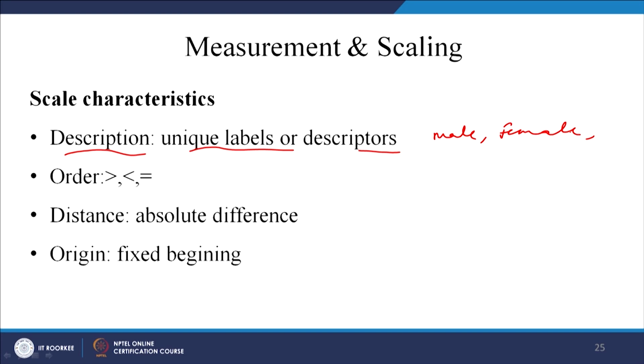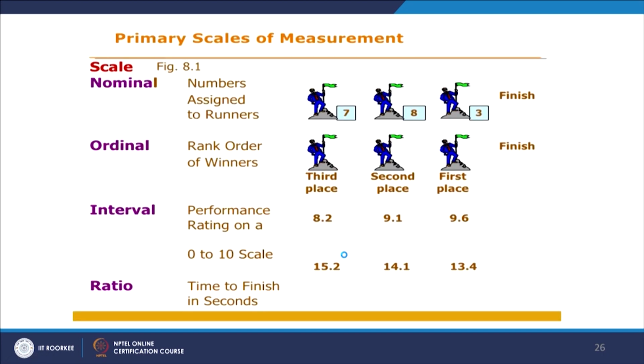Distance: the difference between 2 points, for example, in an interval or ratio scale. Origin: does it have a fixed beginning or not? So, these are some of the characteristics of a scale that are frequently taken into account. Look at this, there are some primary scales of measurement. These primary scales are basically nominal.